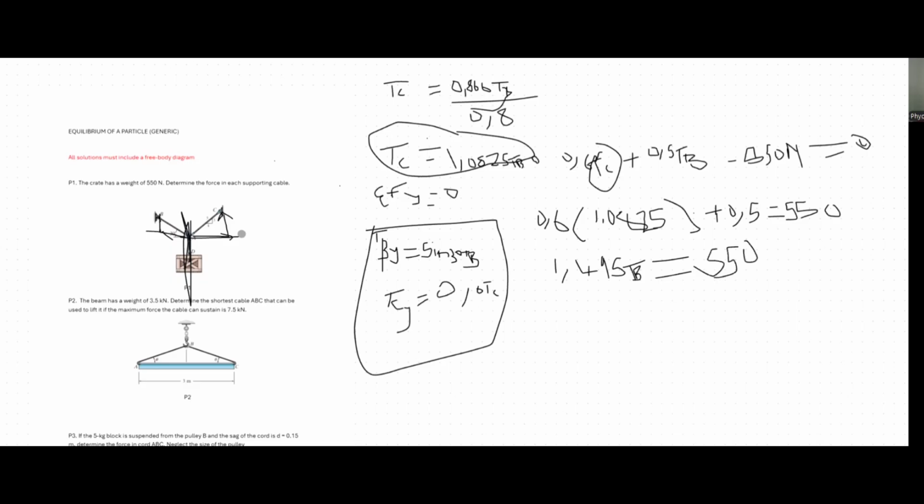And we divide both sides by 1.1495, and our TB will be equal to 367.89.